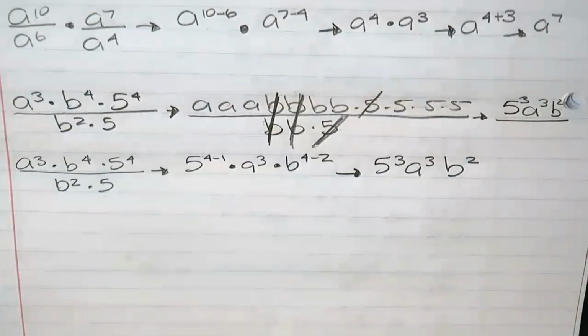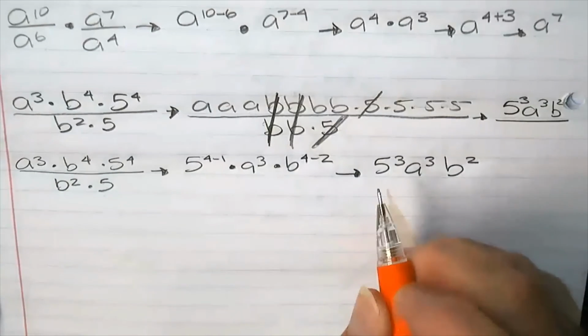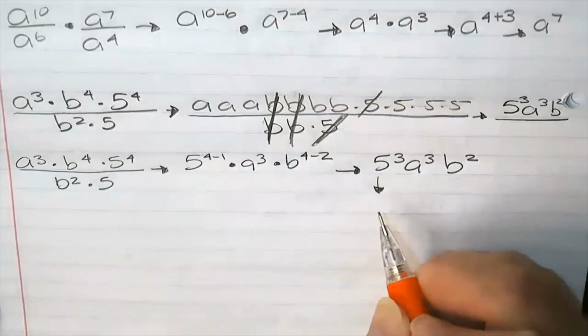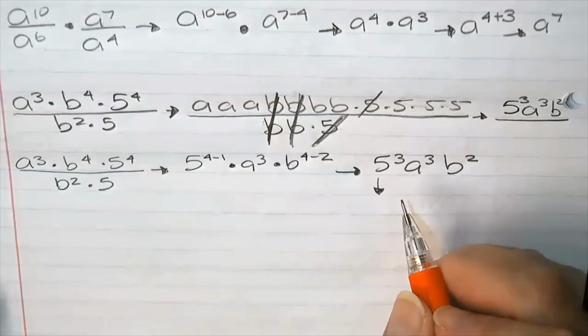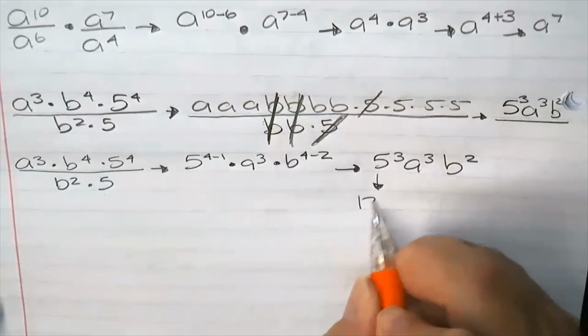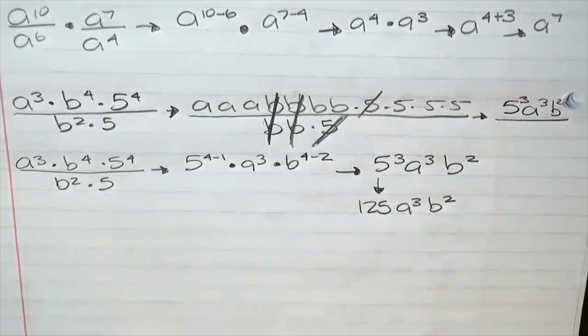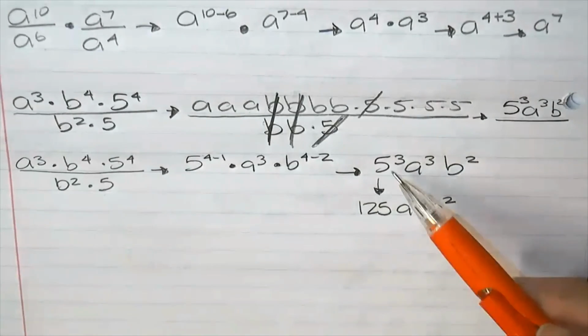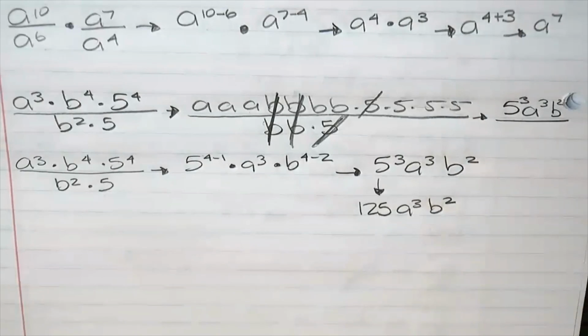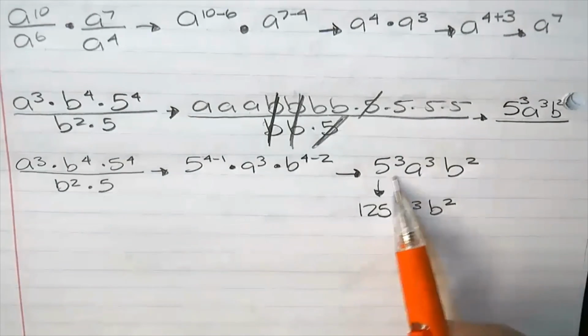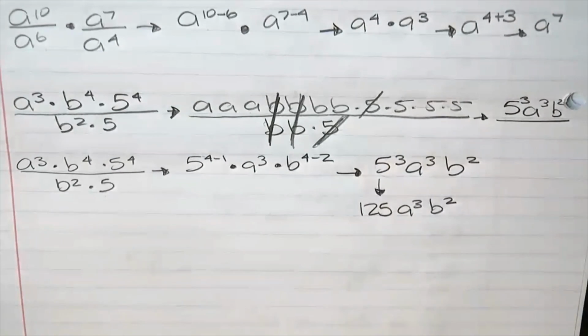Now, in the textbook, you may actually have to multiply this out. 5 times 5 is 25, times 5 is 125. I don't know if they'll accept this or this. I'm not sure which. You may actually have to multiply that out.